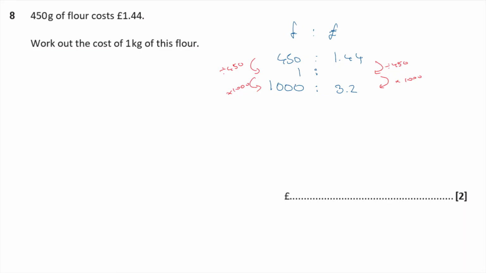Now that's going to be my answer, except that my answer is in pounds, so I can't really write 3.2 pounds. I'm going to have to write that down as £3.20, aren't they? They do steal a mark off you if you don't put that extra zero in sometimes, so make sure you write it in pounds and pence.